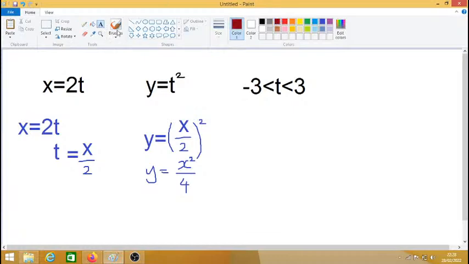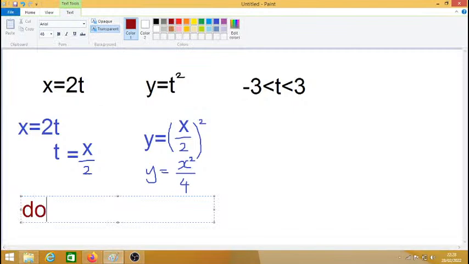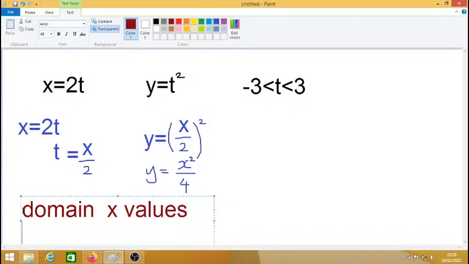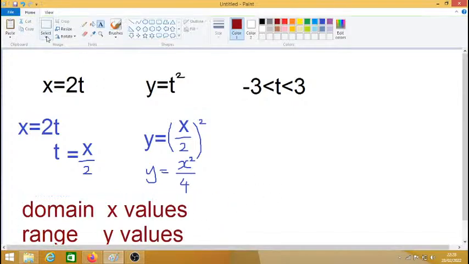Okay, second part of the question is to work out the domain and the range. So the domain, if you remember, is based on the x values. What's the range of x values? What are the limits on the x values? And range is based on the y values. So let's take a look. For the x values, we're going to need the equation for x.